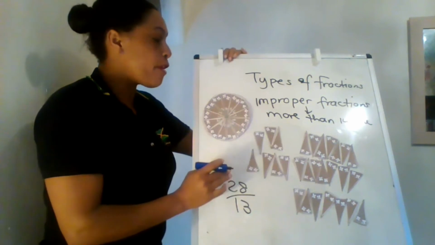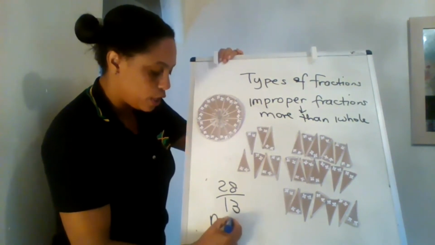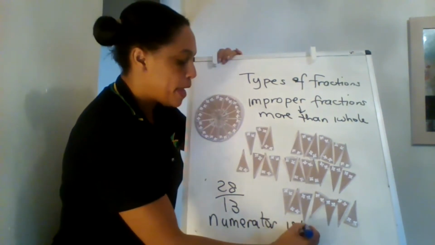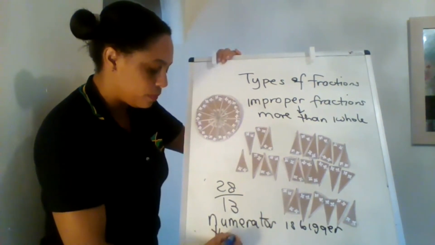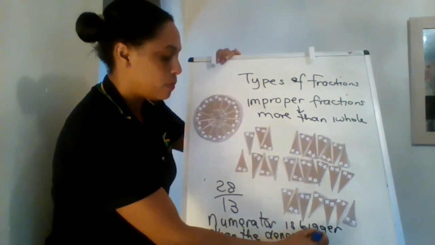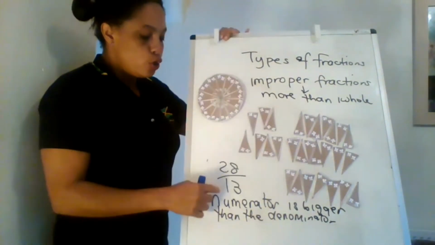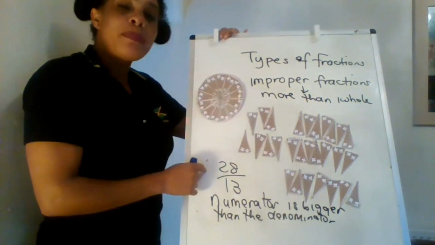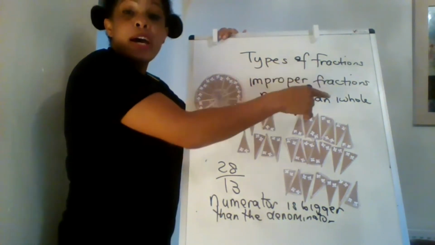And an improper fraction is a fraction in which the numerator is bigger than the denominator. So in an improper fraction, the numerator is bigger than the denominator. And the reason for that is because this is more than 1. So remember that an improper fraction is more than 1.